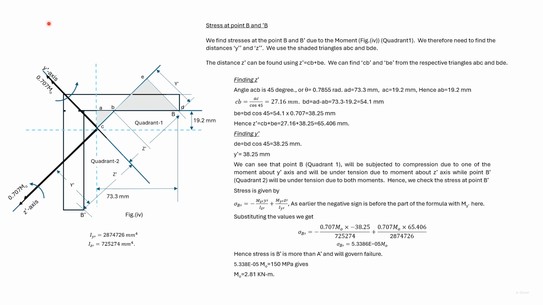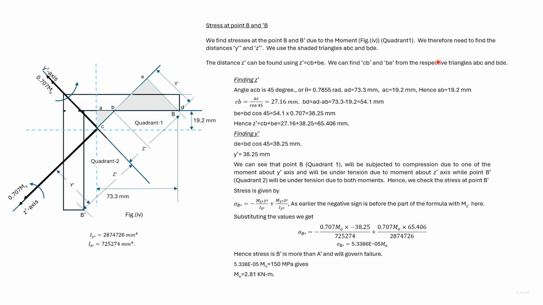So this y dash axis and this z dash axis, which is perpendicular to it and runs through the centroid, are the principal centroidal axes. We attain the y dash axis by a 45-degree rotation from the y axis. The fact that the product of inertia about the y dash axis is 0 can be seen from this equation.